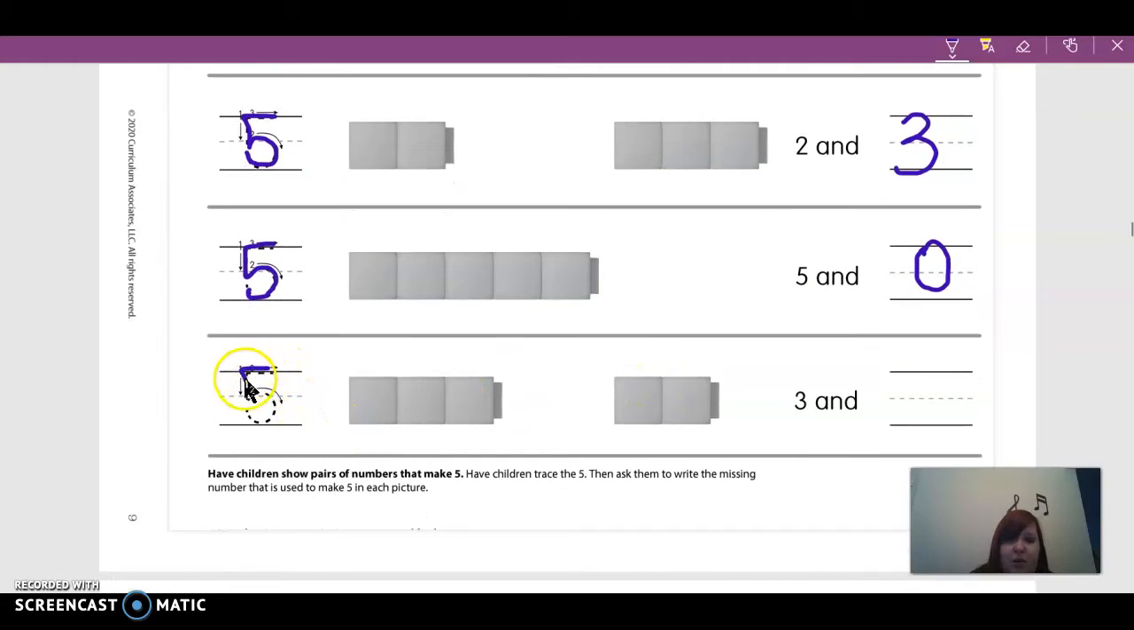And the last one, trace that 5. What is the first part? 3. What's the second part? 2. So you have 3 and 2 make 5. So you should have written the number 2. Okay. That is all we're doing for the math packet.